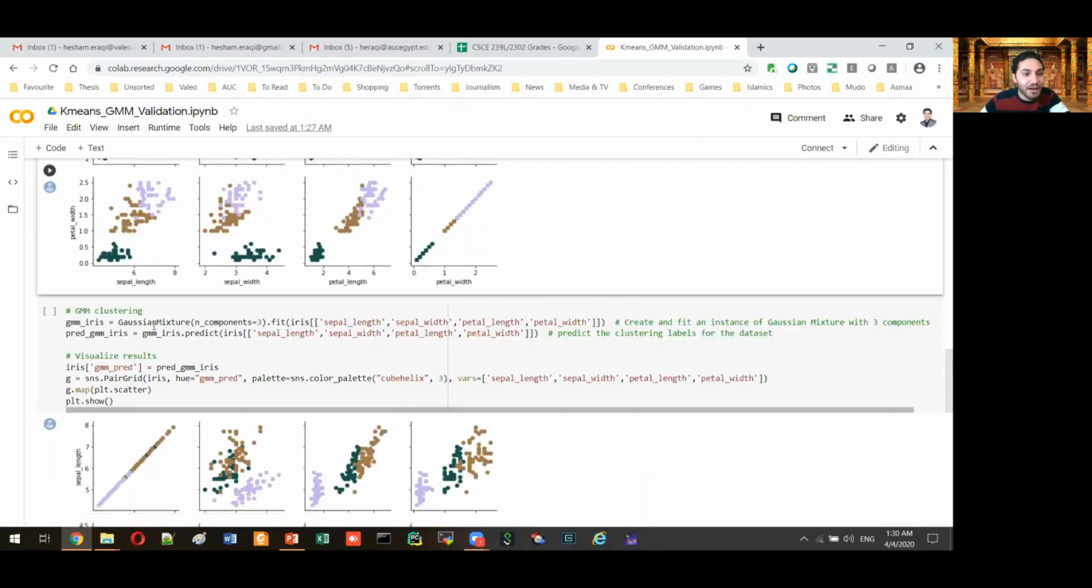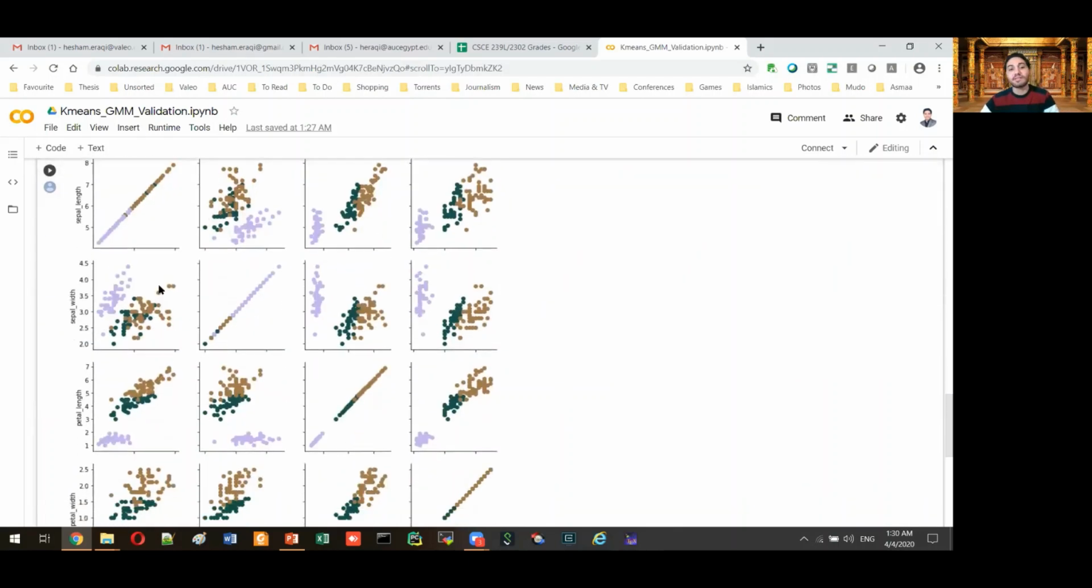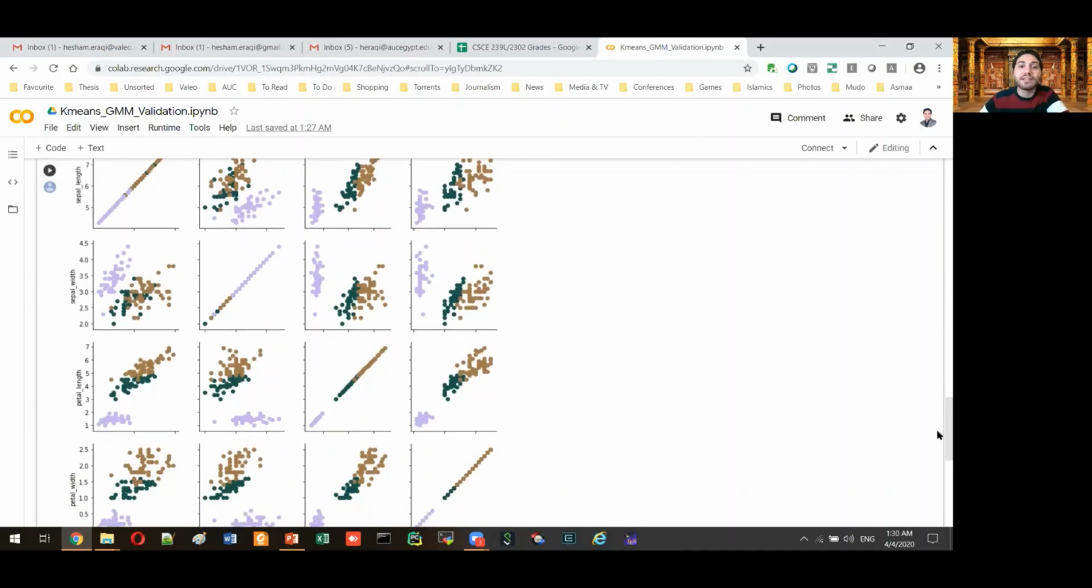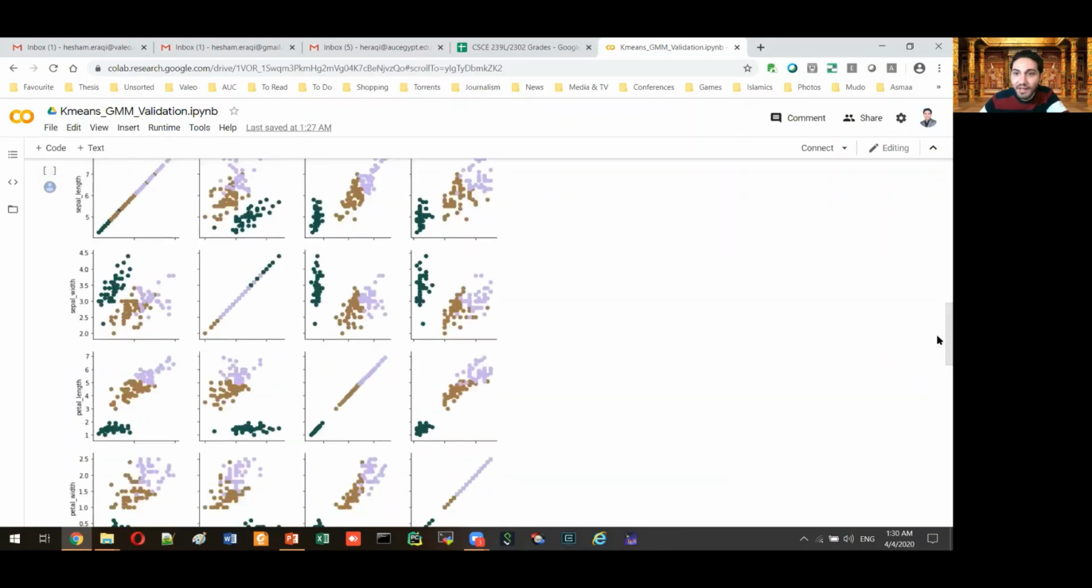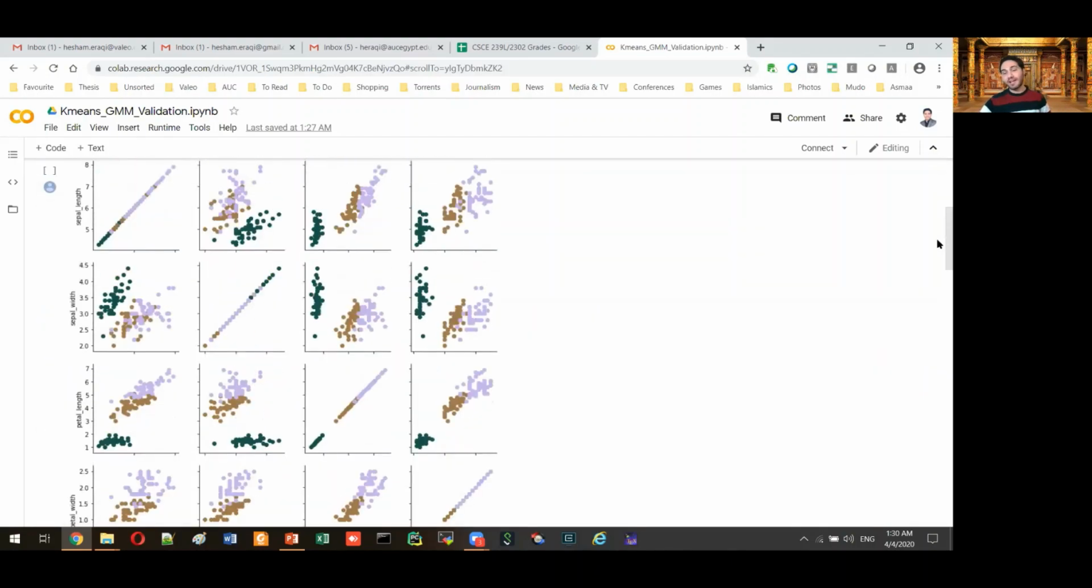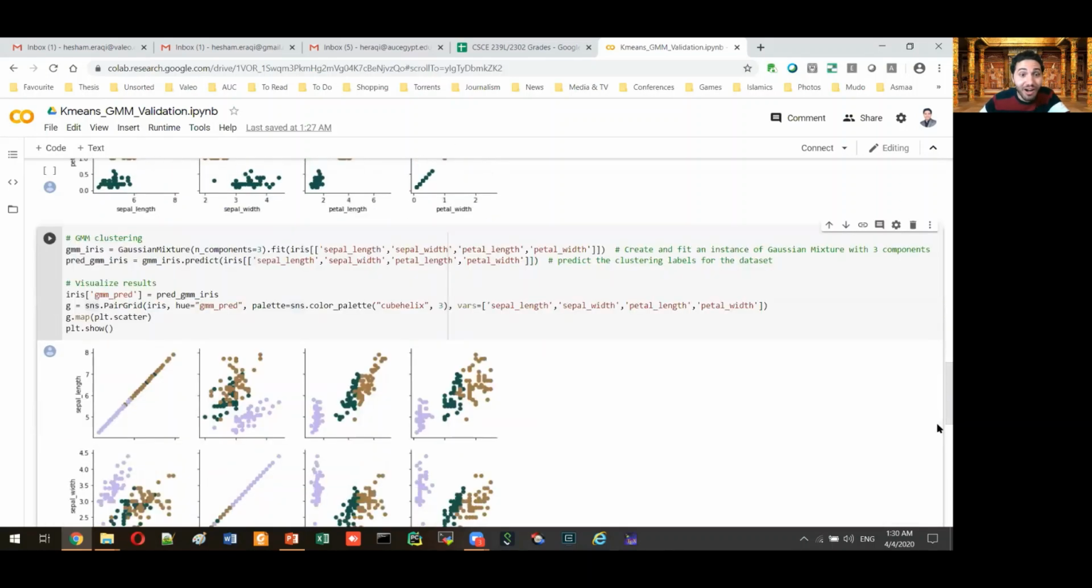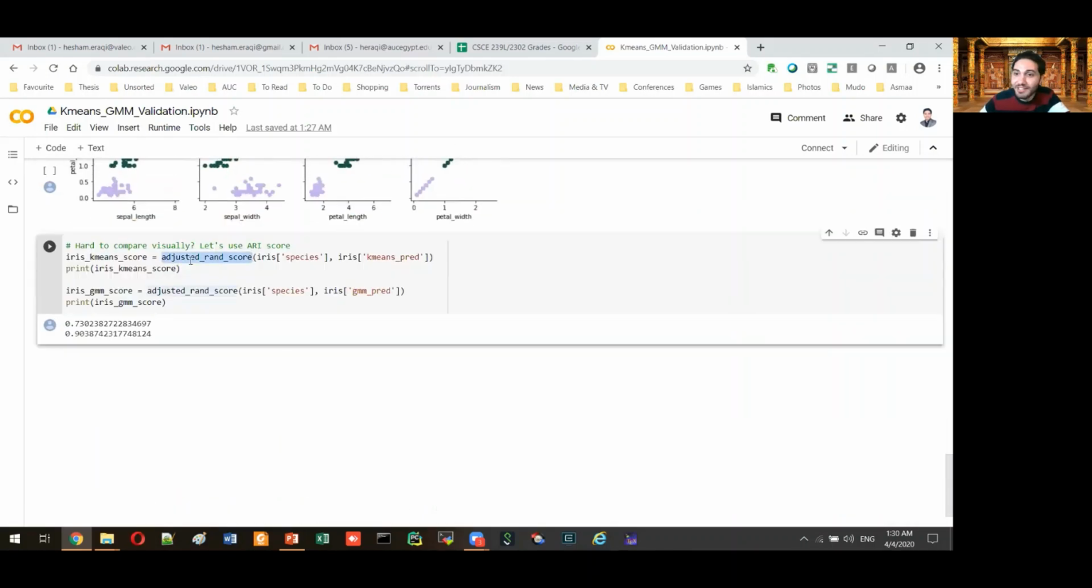Here I'm creating another clustering algorithm, Gaussian mixtures, nothing new here. I fit it on my data, then I do predict, and I visualize the result using the Seaborn library. So this is the outcome of the GMM clustering algorithm. Again, it's very hard to compare it against the k-means, and very hard to compare it against the ground truth. This is why the adjusted Rand score becomes a very handy tool.